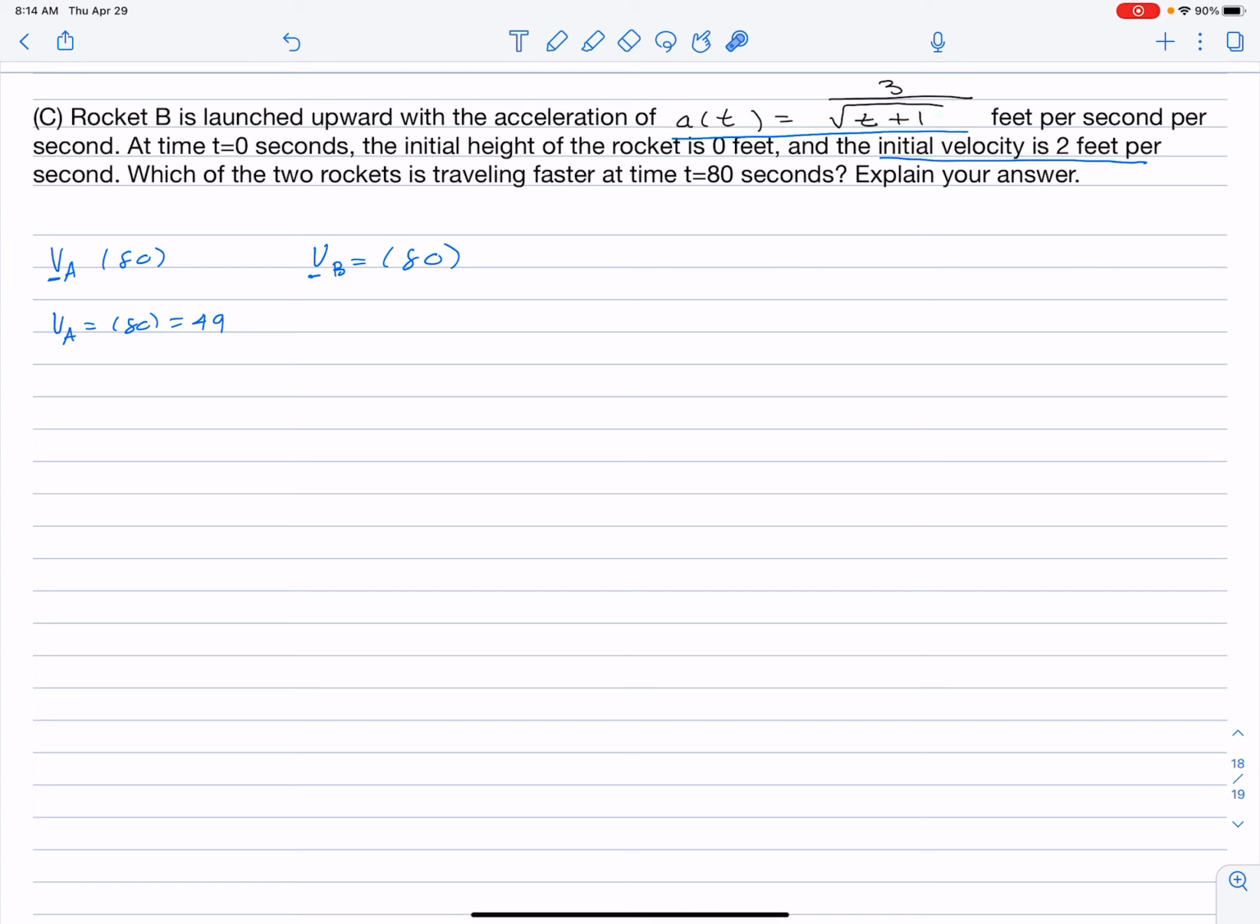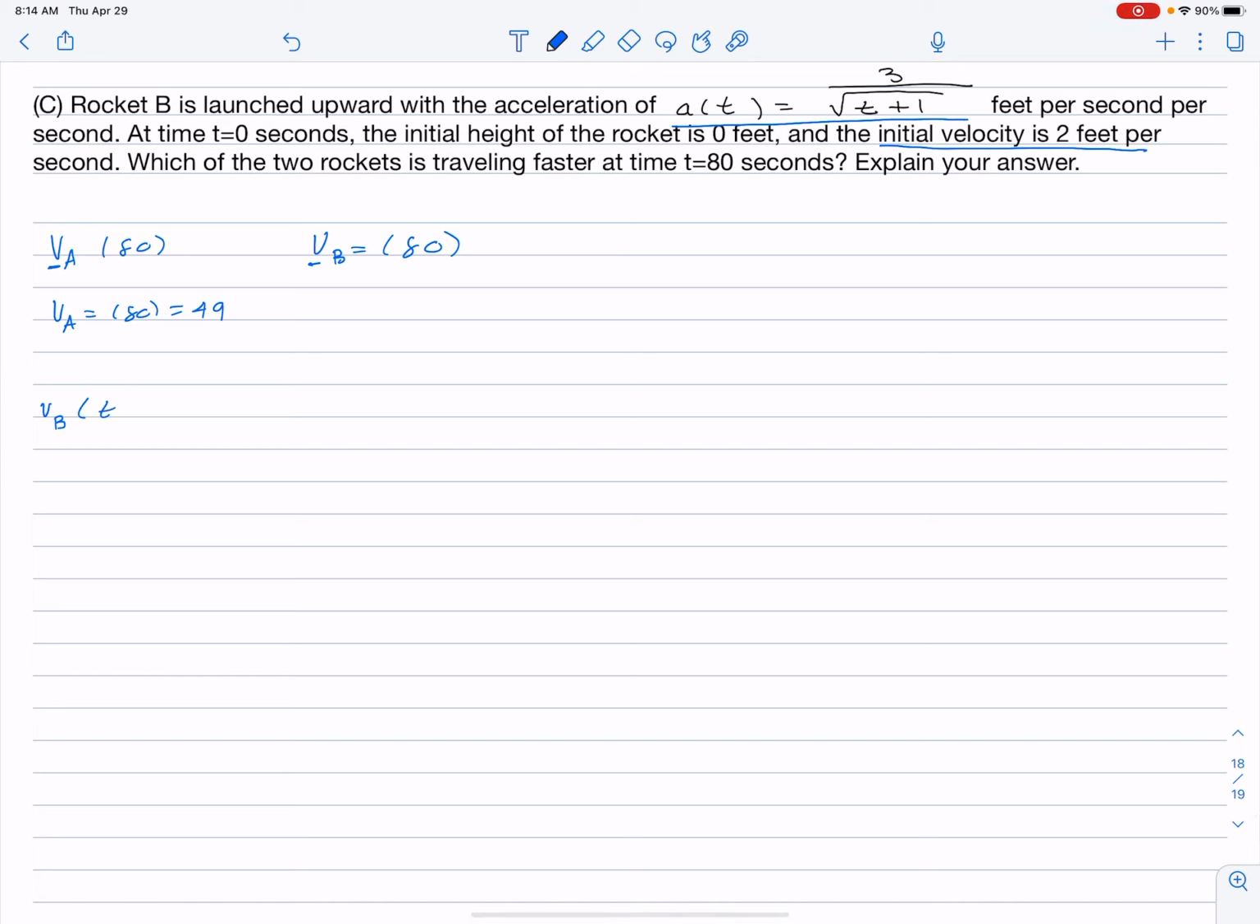So let's do it. I want to remind you about pointing. So I'm going to use a B here. The velocity of B is going to be the integral of a of t dt. We're going to integrate that, and then we'll be plugging in our specific point, which is our 2 feet per second at time 0. So in other words, we will then be plugging in this point. Again, this is a velocity point. So let's go and do this.